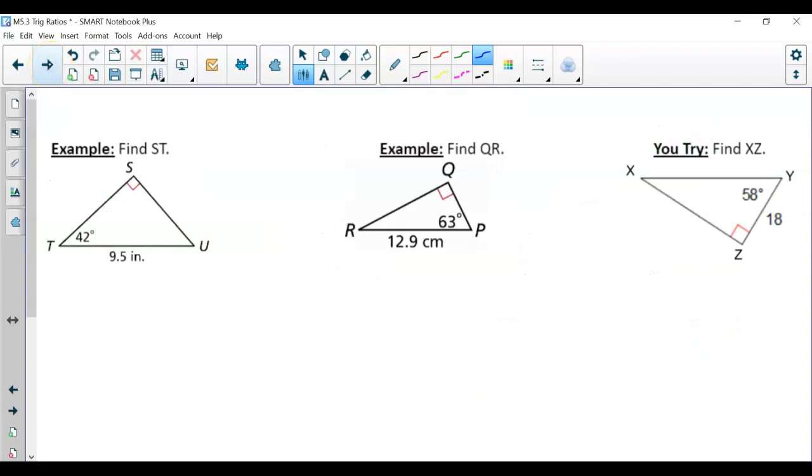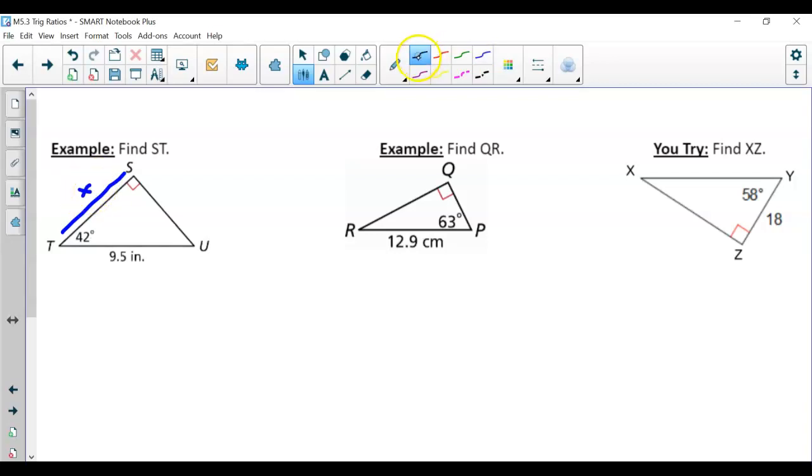So now here is when we would use our trig ratios, because we're looking for a side length, right? So we're looking for a side length ST. We have our right triangle. We've got 42 degrees. However, we only have one side and our angle here. So this is where the trig ratios come in. This is what we're solving for.